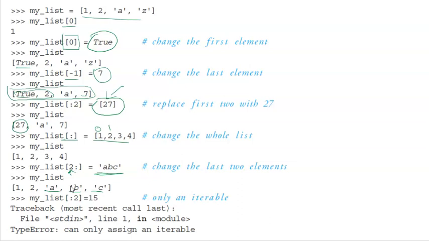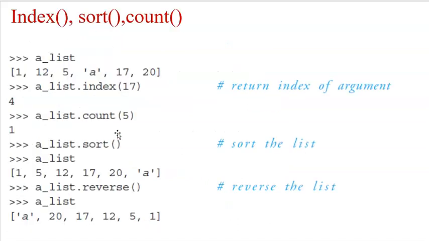If you don't use square brackets, Python is not going to let you do that. You should have an iterable quantity over here. A list is an iterable, a string is an iterable quantity, and if you don't have that, Python is going to complain about it.